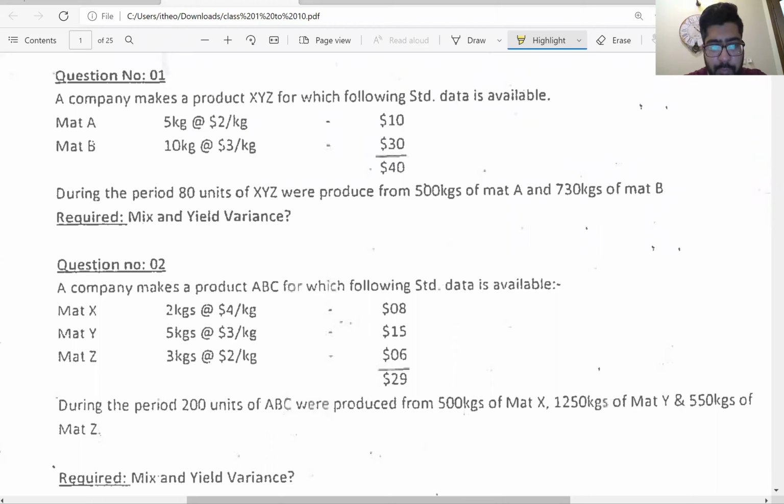I will be doing just question number 1. Question number 2 would be on your own. And once I discuss the answer and I'm satisfied that you have done question number 2 correctly, we will end the class.